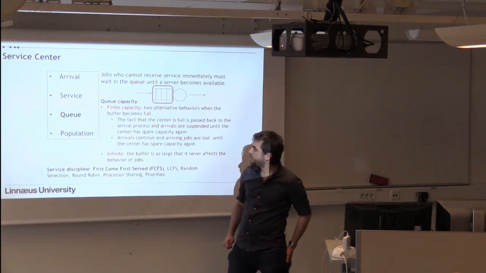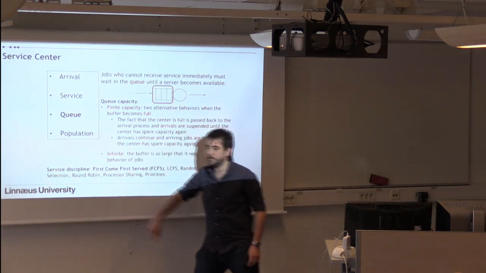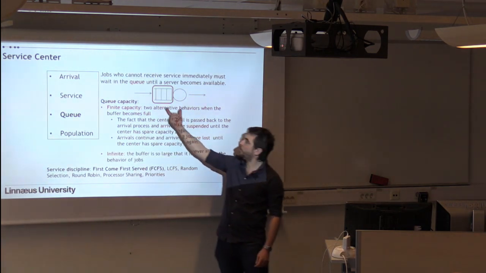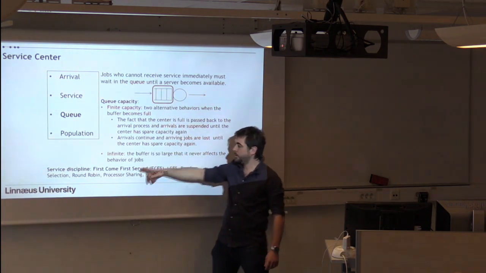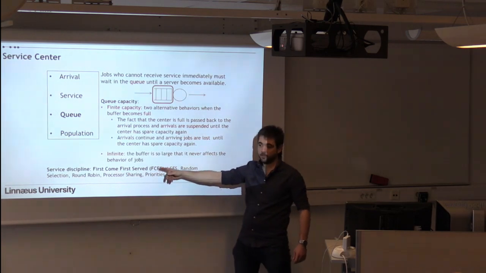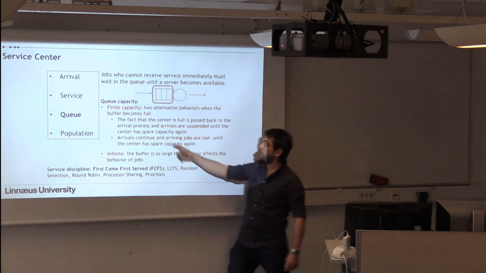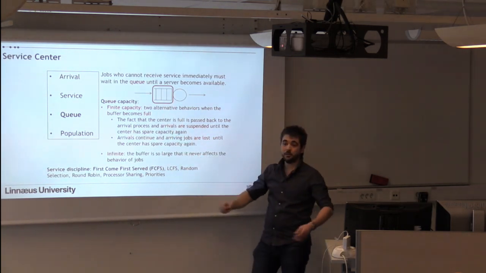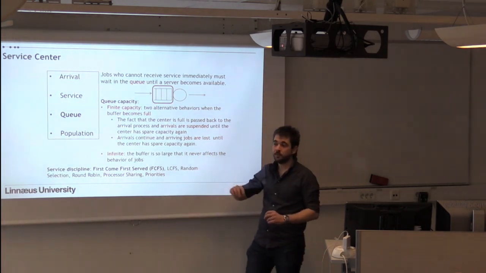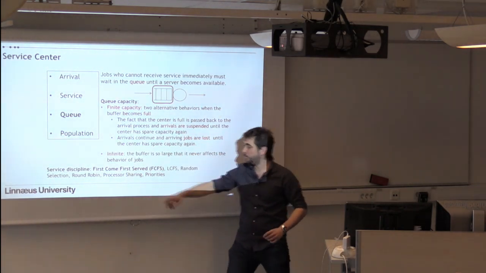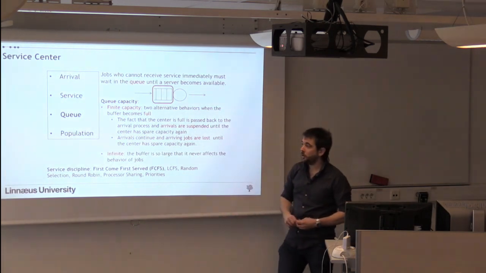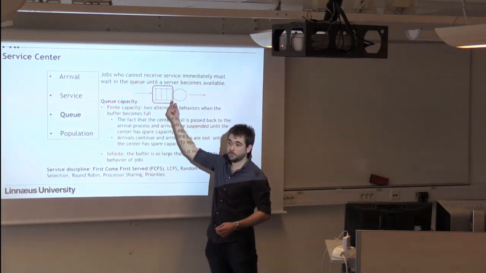Another property of the queue is the service discipline: how the people in the queue leave the queue. First come, first served, so first in, first out; or like a stack, last come, first served; or random selection, so people arrive, and it's not a queue, it's a set. It doesn't matter when you arrived, I pick somebody randomly; or round robin, I offer a little bit to each one.